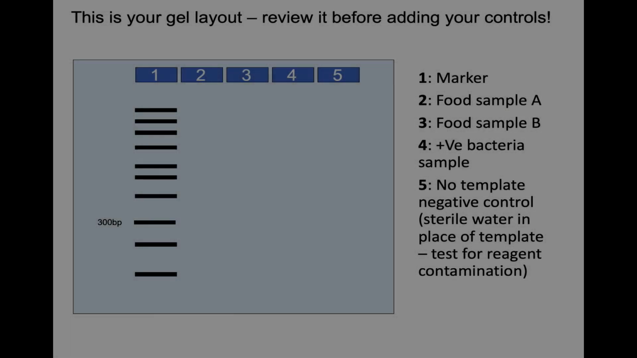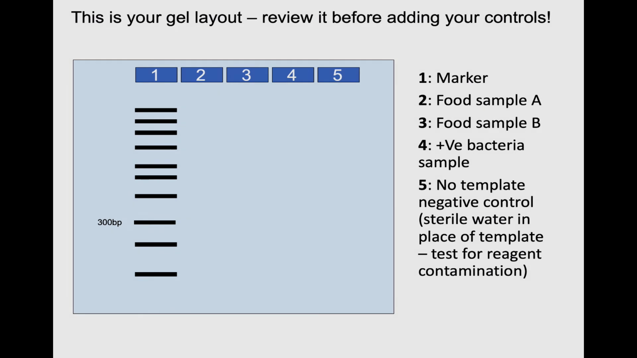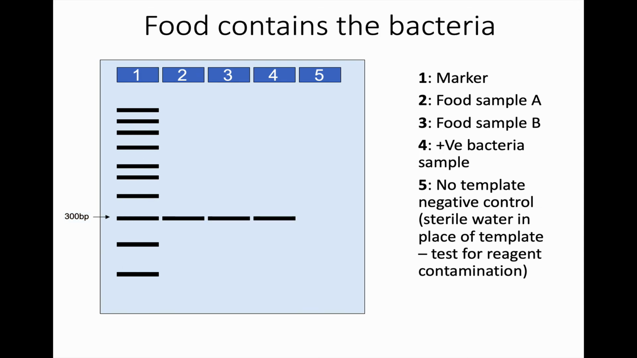Okay, so hopefully you've gone through that exercise, because it'll really help you understand the idea of controls. And let's see, does my result match what you have on your piece of paper in front of you? So the food contains the bacteria. So what happened here? Lane 1, we have our marker. Lane 2, we have a band at 300 base pairs. 3, a band at 300 base pairs. 4, a band at 300 base pairs. And 5, we have nothing.